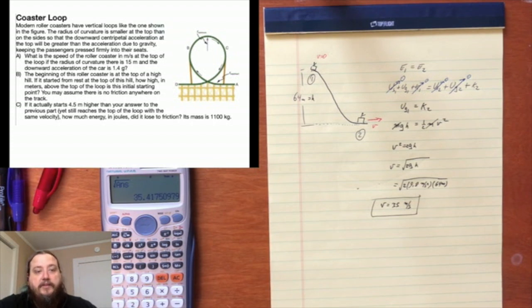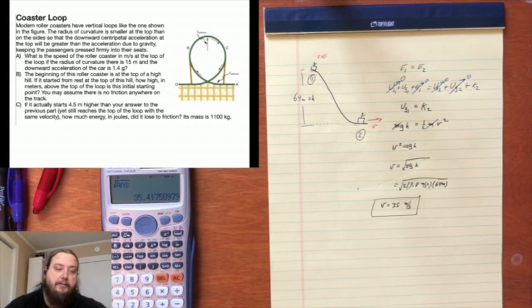And then in part C it says, if it actually starts 4.5 meters higher than your answer to the previous part, yet reaches the top of the loop with the same velocity, how much energy in joules did it lose to friction? Its mass is 1,100 kilograms.